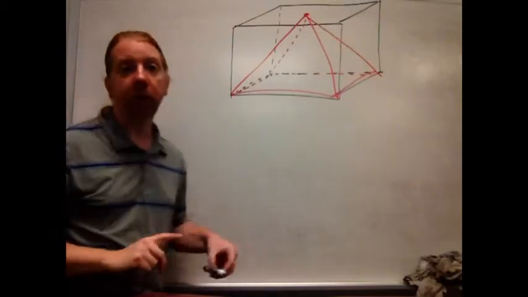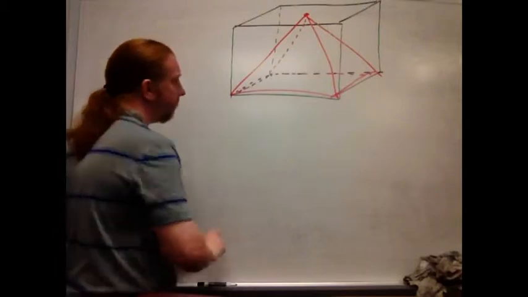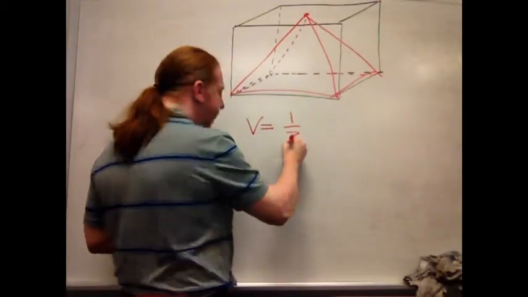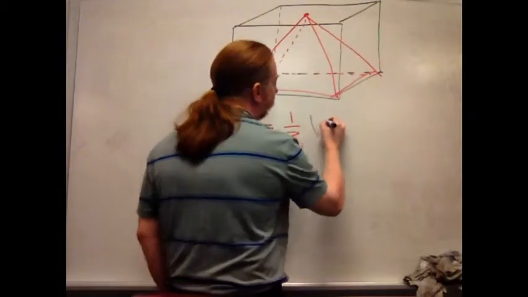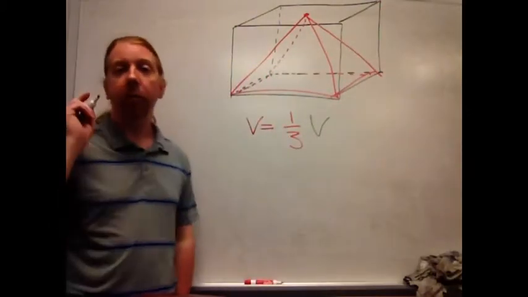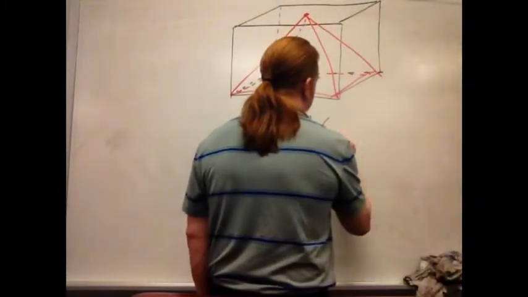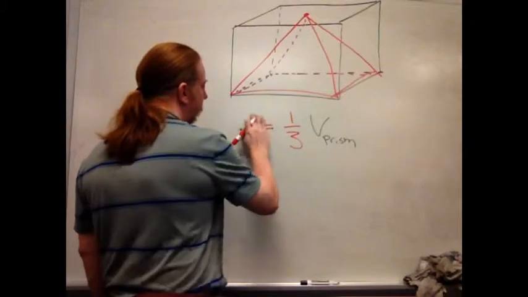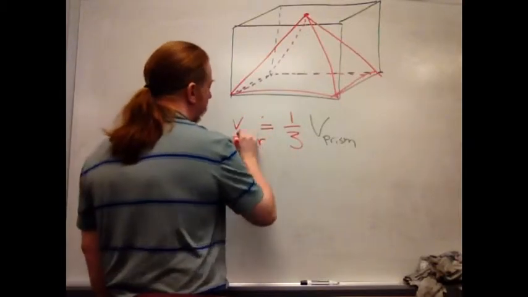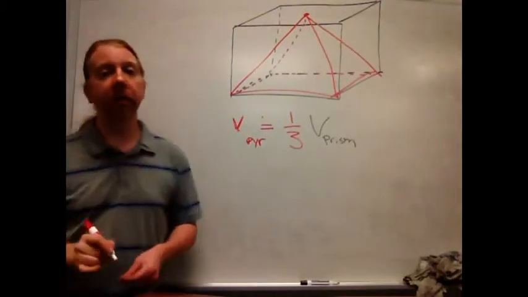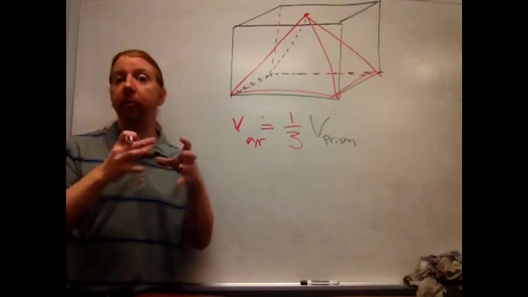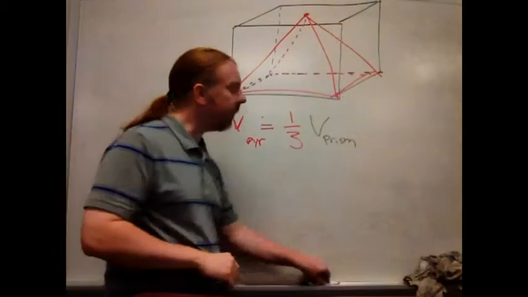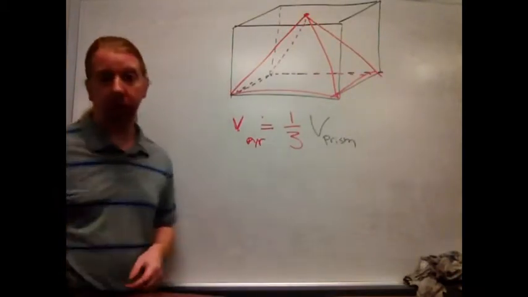What's important to note is that the volume of that pyramid now is equal to 1/3 of the volume of the original prism. So the volume of my pyramid is 1/3 whatever prism was inside it. This applies both to rectangular prisms as well as cylindrical prisms.